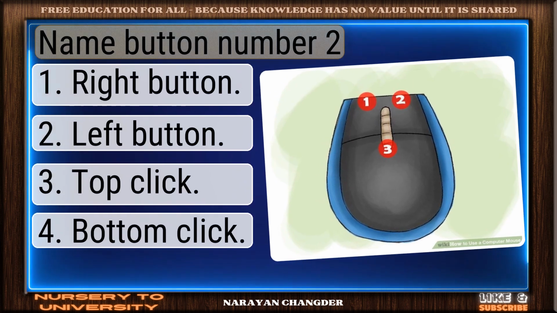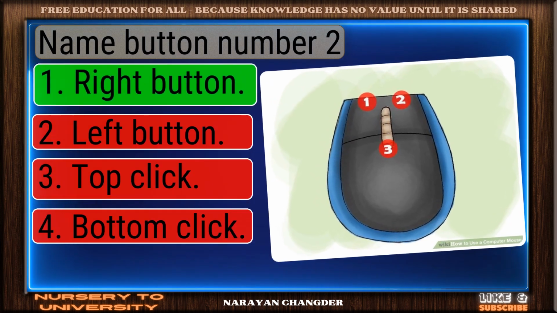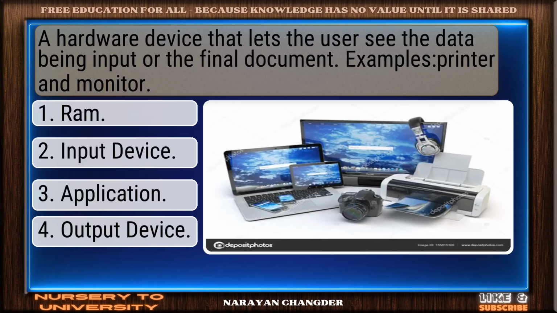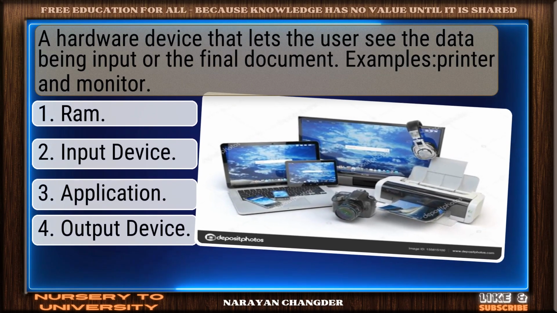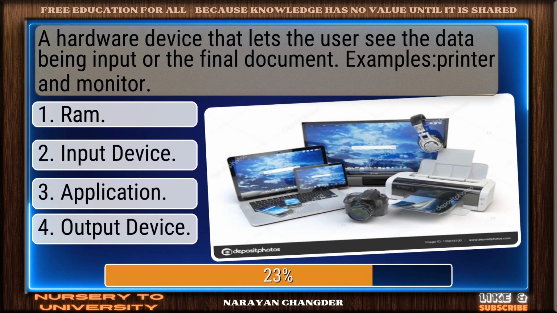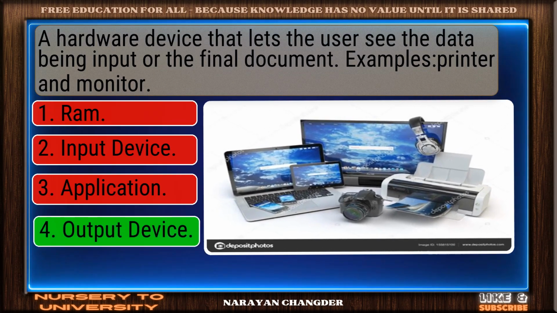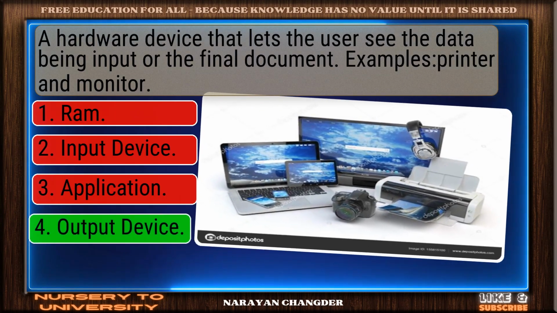Name button number 2. Good job. Right button works well. A hardware device that lets the user see the data being input or the final document. Examples: printer and monitor. Clear logic. Output device sounds right.